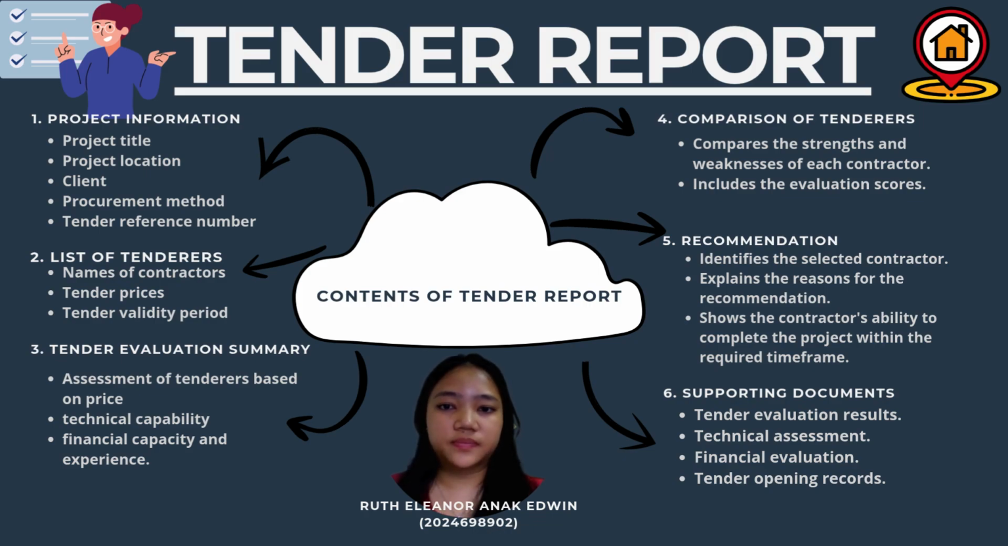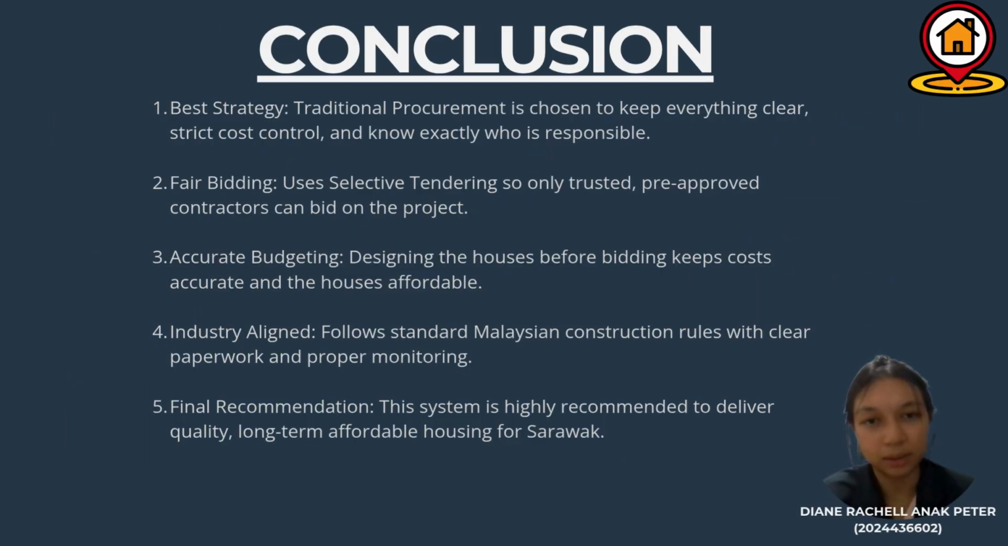To conclude, we highly recommend the traditional procurement system for Sarawak affordable housing projects. We chose this system for three simple reasons. First, it gives the government maximum cost control and transparency because the designs are 100% finished before we even talk to contractors. Second, it uses fair, competitive bidding to protect public funds from being wasted. And finally, it completely aligns with standard Malaysian construction laws, making the project easy to monitor.